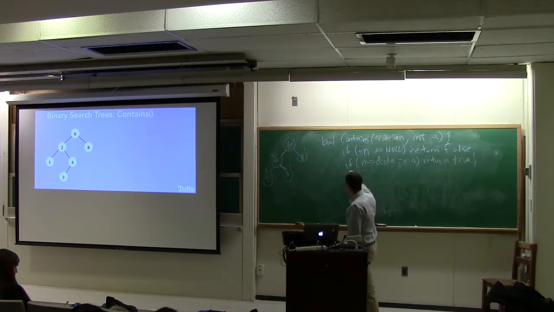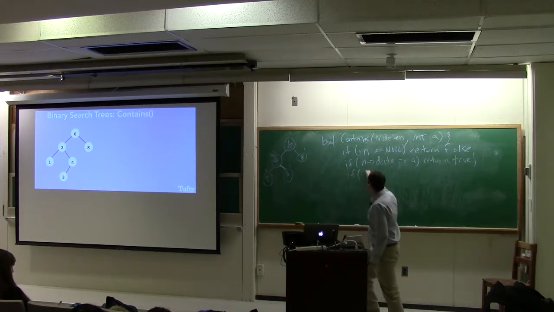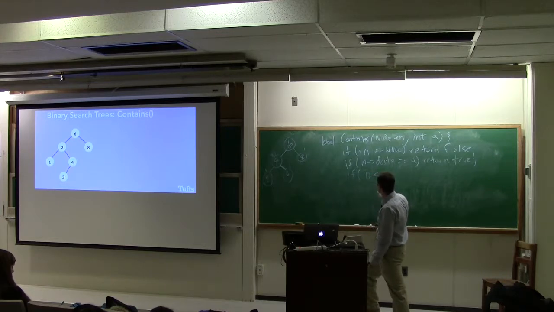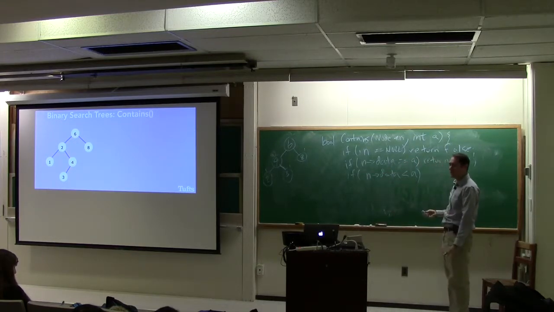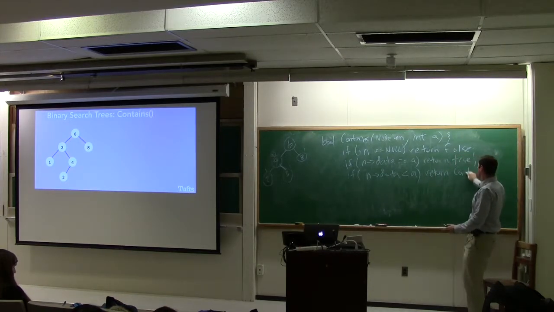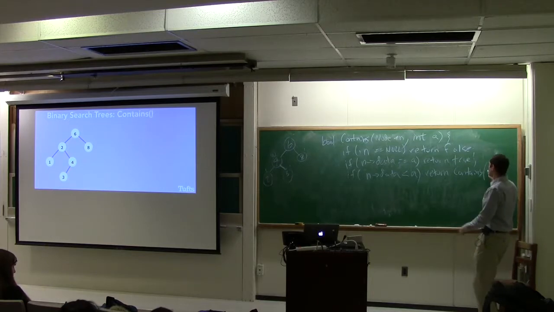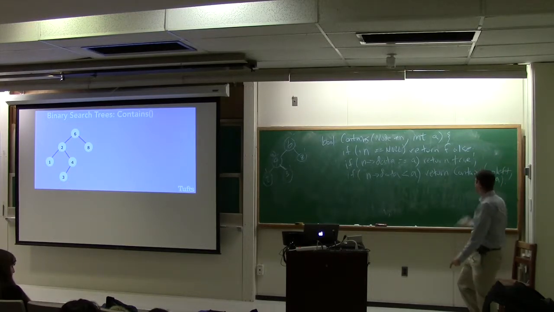But what are we going to say? If n data is smaller than a, what are we going to do? Contains, and then n left, sorry for people who can't read, comma, a. Same thing. OK, I like that. And then what else? Same thing for right.